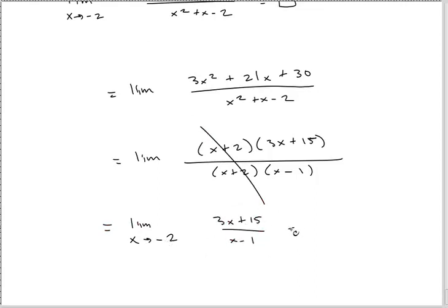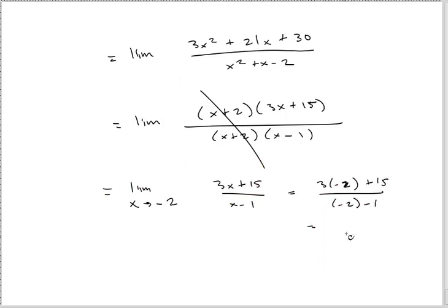I could plug in a -2 plus the 15. And then I got a -2 minus the 1. So -6 plus the 15. Down at the bottom is a -3. Do the math, and I get -3 as my final answer for that limit. Whew. And we're done with that section now.